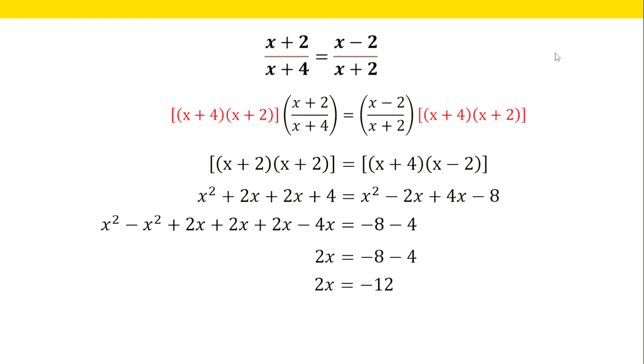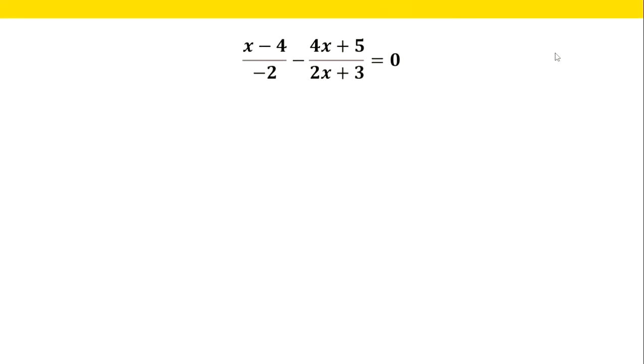Simplifying this, we divide both sides by 2. The answer is negative 6. You can check the answer by substituting it into our equation. But here in our example number 1, x equals negative 6 is the solution for this equation. Another example: x minus 4 over negative 2 minus 4x plus 5 over 2x plus 3 is equal to 0.